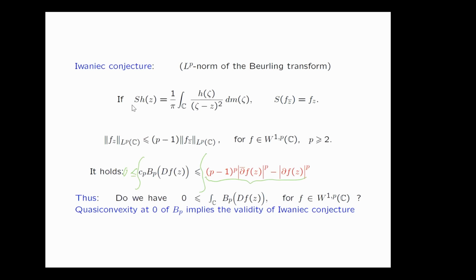Okay, so it's even better: if one proves the quasi-convexity of this one function at 0, then you already have the precise p-norm of the Beurling-Ahlfors transform. And we expect that from the proof we will get some ideas on what you can do in higher dimensions.